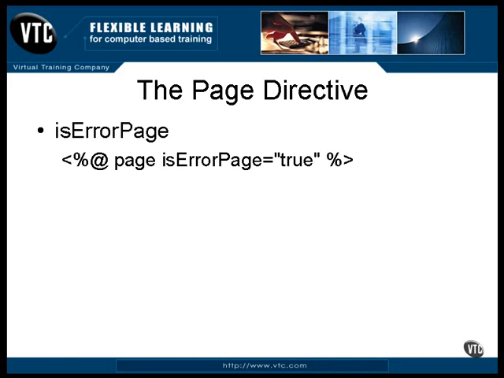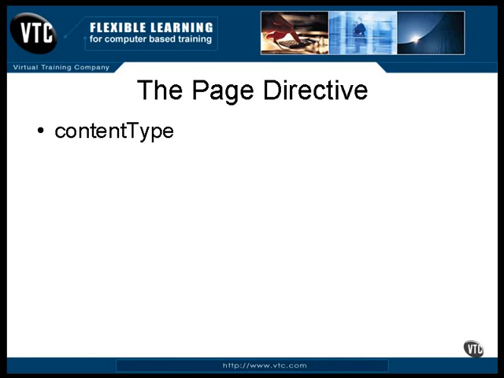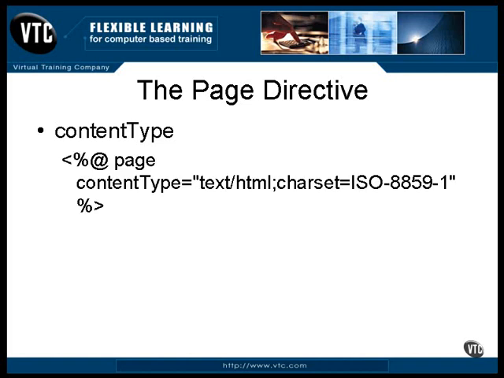If this page is to be used as an error page, this Boolean value must be set to true. The default is false, so if you're not writing an error page, there's nothing you need to do. If this is set to true, you'll be able to use the exception object which is thrown by the page that's in error. This directive can be used to set the MIME type and the character encoding of the response page. This example shows the default.